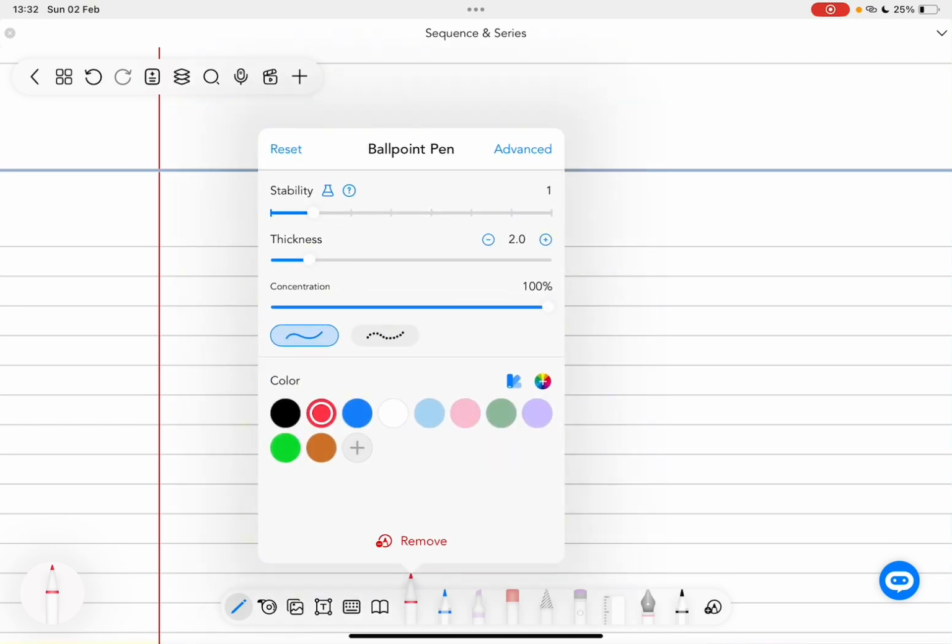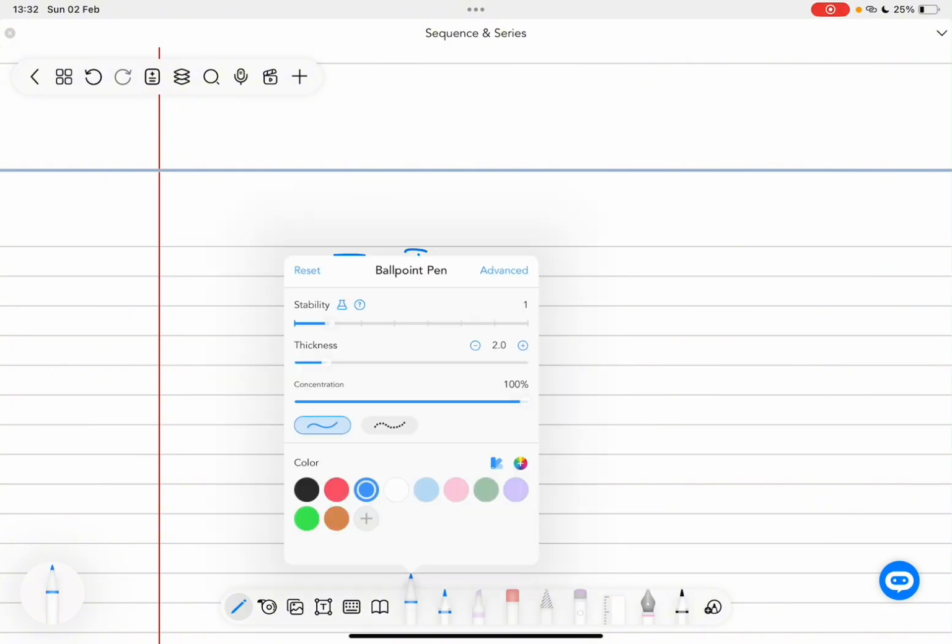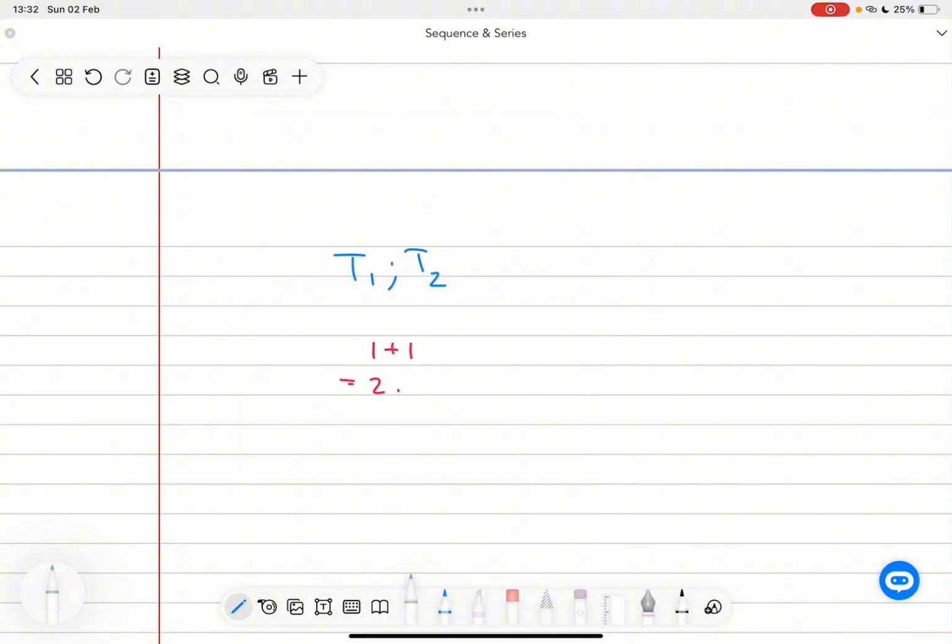This means that my second term would be T2. So I was able to move from T1 to T2 by adding a 1 so that I get this 2 here. We call this the previous term because it comes before this term here. So it's the previous term, and we call this the next term.